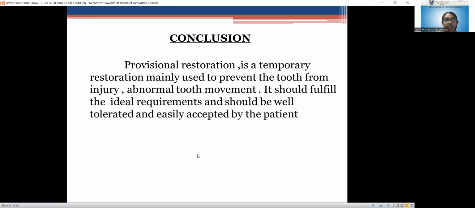This is a very important question for the university exam, and normally we call it temporization. Temporization is the terminology commonly used for the fabrication and cementation of the provisional restoration. So if a question on temporization is asked, you have to write about the provisional restorations.